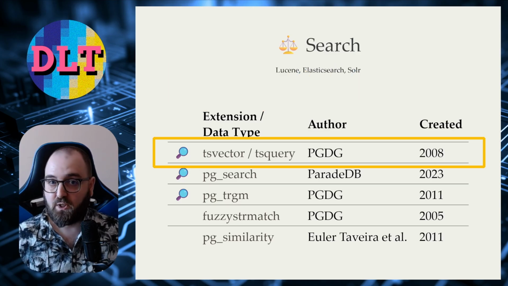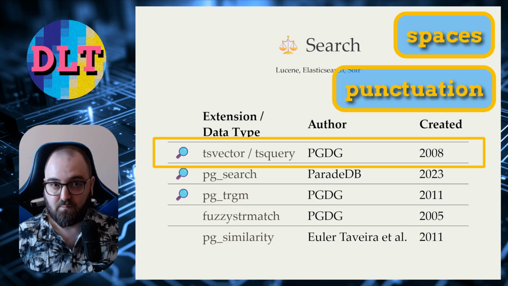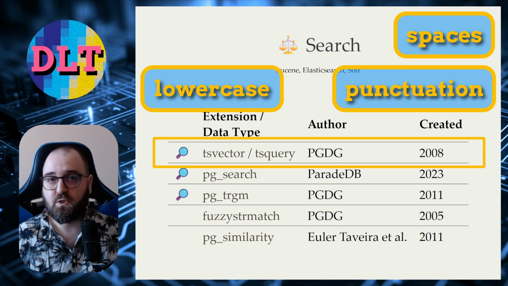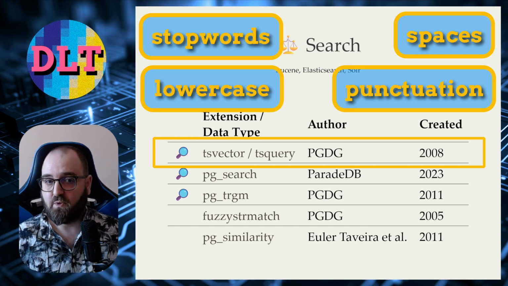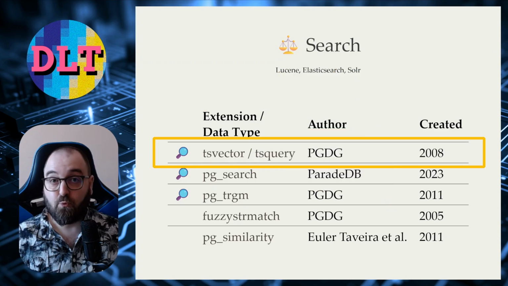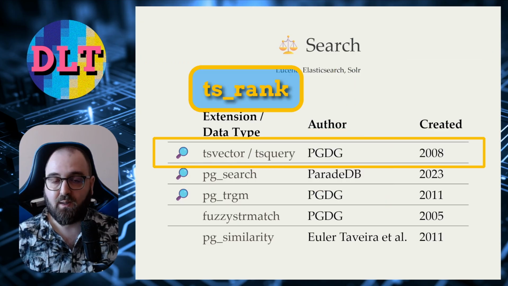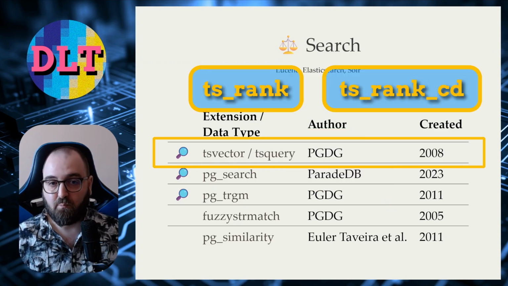The English configuration, which is the default, usually tokenizes text by spaces and punctuation. It converts to lowercase, removes English stop words, and applies the Porter stemmer. So Postgres provides the ts_rank and ts_rank_cd examples for ranking functions or scoring. They claim these are only examples and the user should implement their own ranking functions.